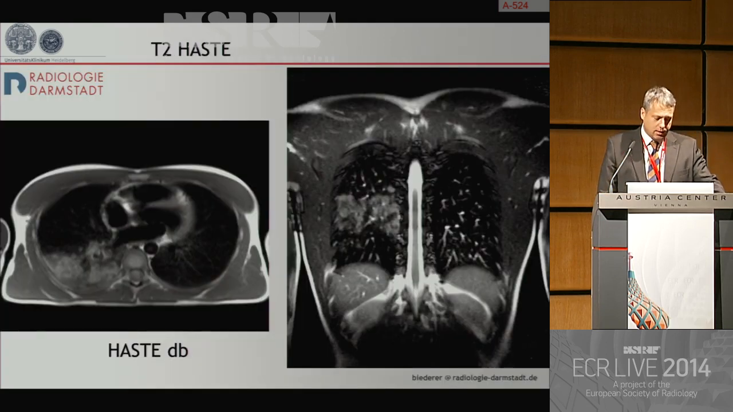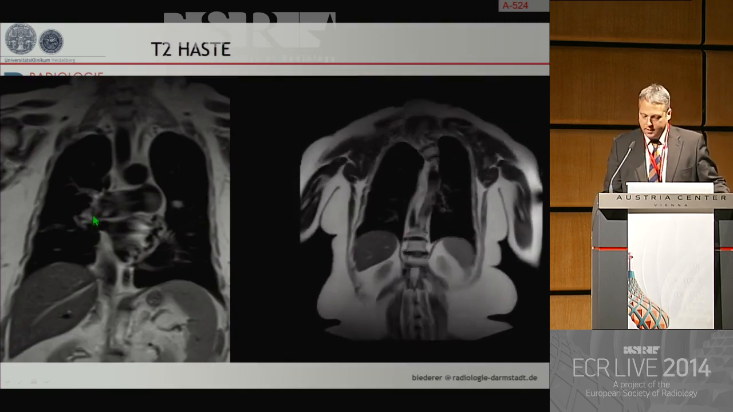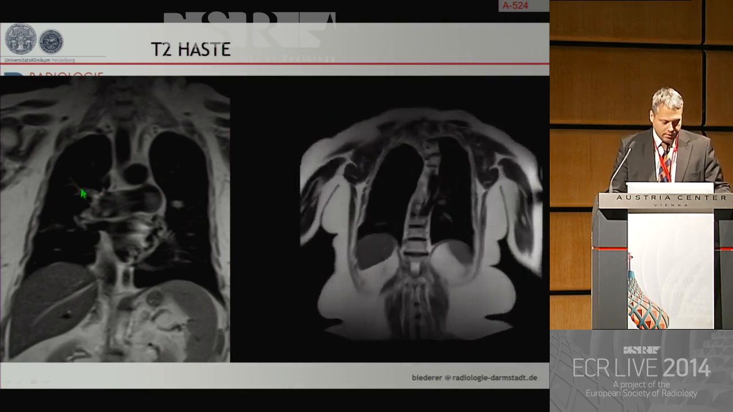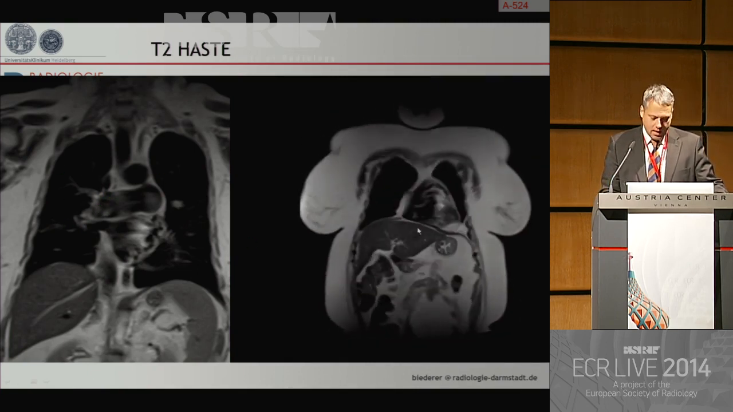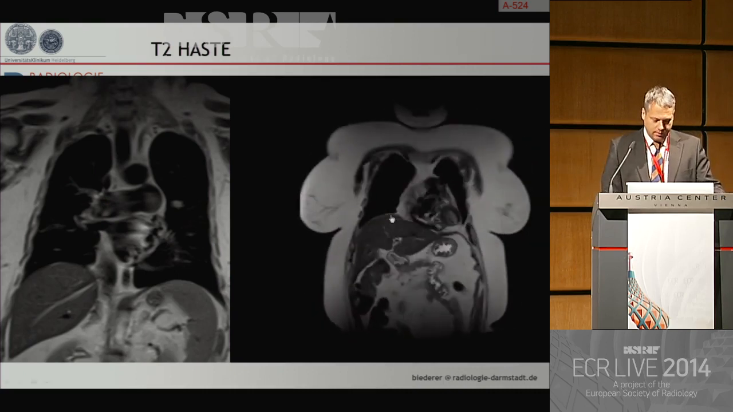For example, this is an infiltrate of segment 6 of the right lower lung lobe, where we could see it nicely in two different examples of this HASTE, or half Fourier single-shot TSE imaging. In pulmonary arterial hypertension, you can of course see the enlarged central pulmonary arteries and the peripherally attenuated vessels, and this gives you an idea of the quality that can be reached with these images in a patient.